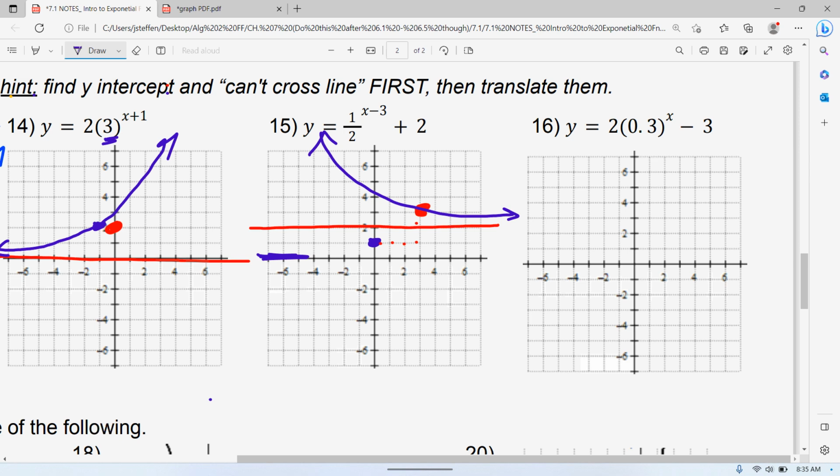Last but not least, this one, the y-intercept is 2. Looks like in the no cross line, the asymptote is at 0. I move everything down 3, so 1, 2, 3 is down here, and then the asymptote is down 3, so it's right about here. So it goes down. And again, if you're wondering, how do I know if it's a growth or decay? Again, that base number. This number is smaller than 1, so it's a decay. This number here, not the 2, the base number is bigger than 1, so it's a growth problem.